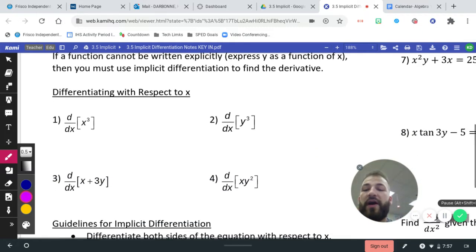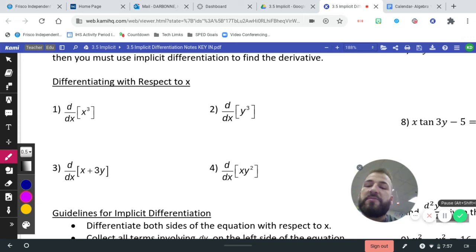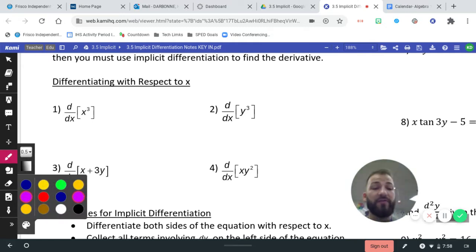So if I wanted to derive x cubed, so I'm finding the d dx of x cubed. Well, we haven't really talked about this before, but isn't x technically its own function? Yes. It's going to seem like a little bit of overkill, but I'm going to treat this like x is a function and the cubed is a function. So this is kind of like chain rule, yeah?